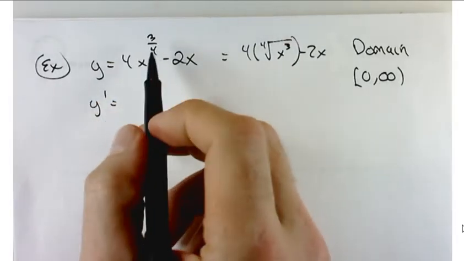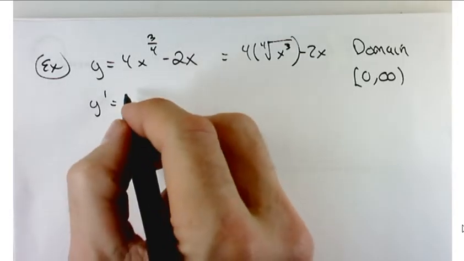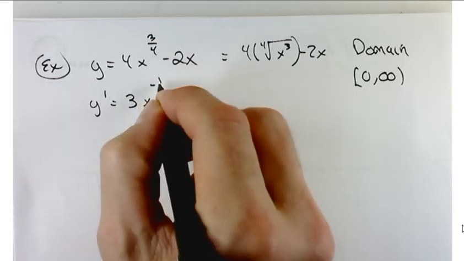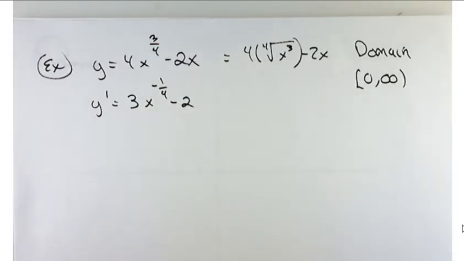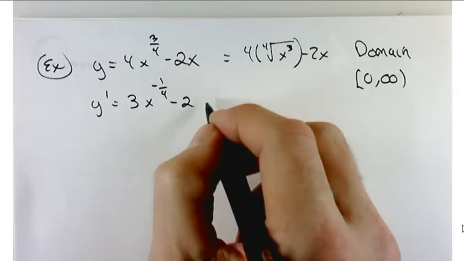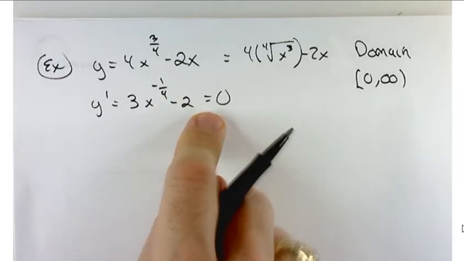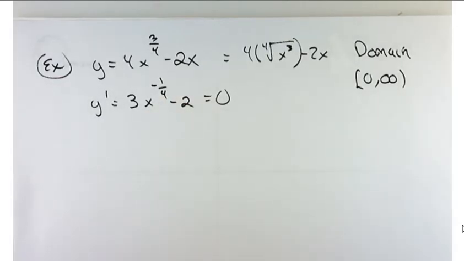Okay, so 4 times 3/4 is a 3. x to the negative 1/4 minus 2. There's a variety of ways you can work with this. You could solve by setting equal to 0. I wonder, though, if you did, if you would get all the points you need. Remember, we're looking for the critical points, right? Critical points include places where the derivative is 0 and what else? Doesn't exist, right? So did you get the points where the derivative doesn't exist?